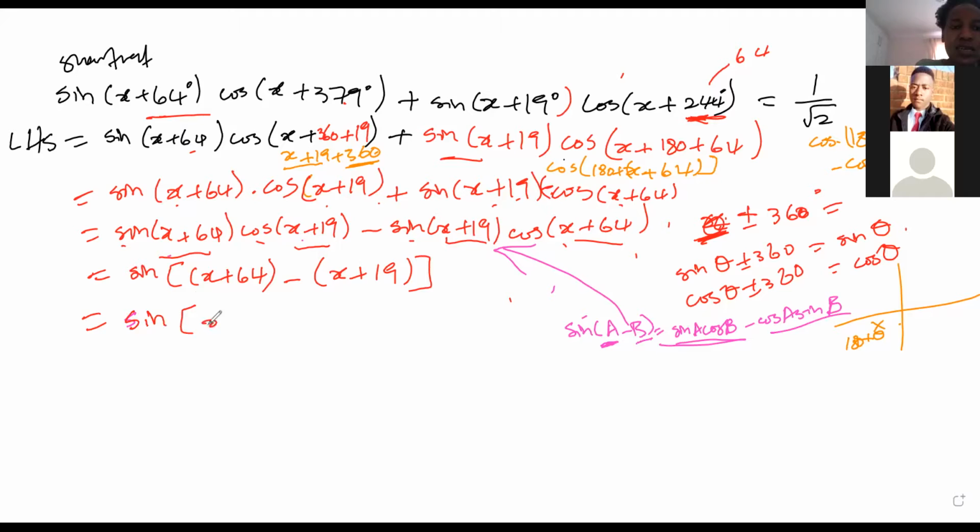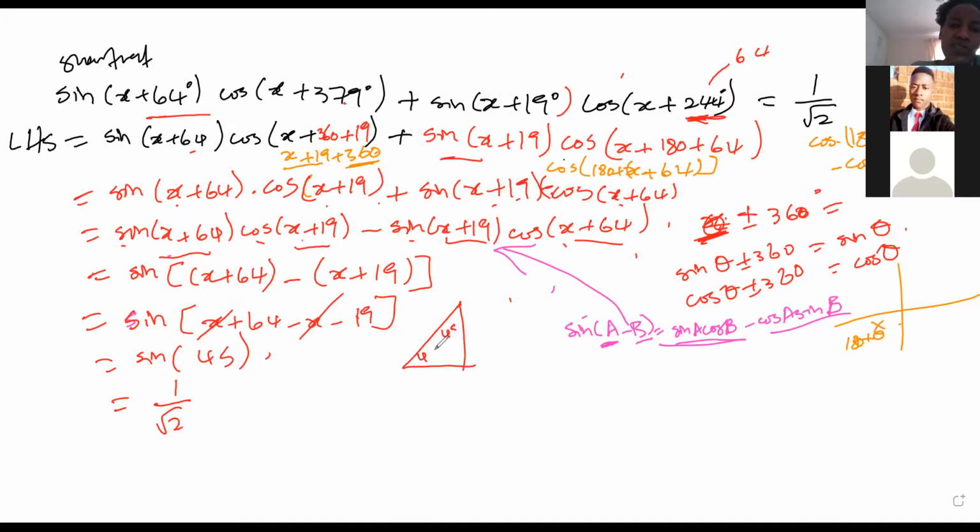Now I have sine of (x plus 64 minus x minus 19). The x and x cancel out, and 64 minus 19 is 45. And sine 45, from those two triangles, is √2 over... tan 45 we said is 1 over 1, then here the hypotenuse is √2. So sine is 1 over the hypotenuse. So that is your sine 45, and can you see this is the right-hand side? So that was proven.